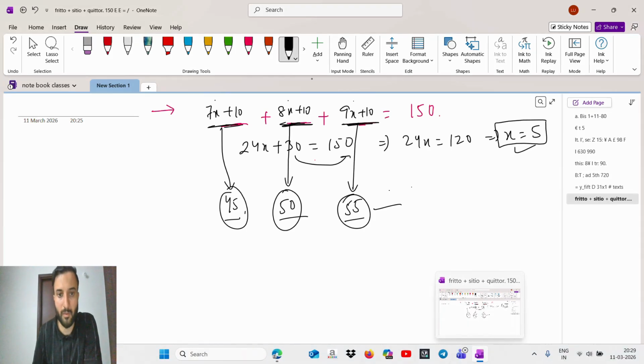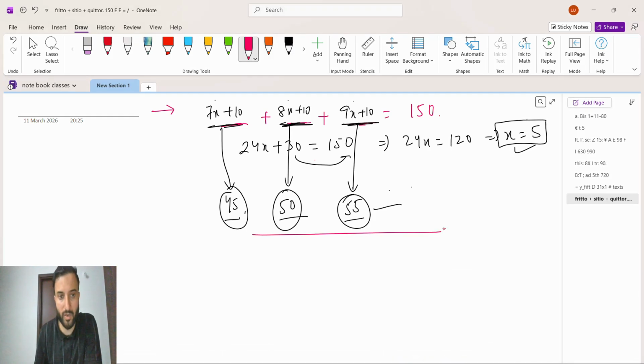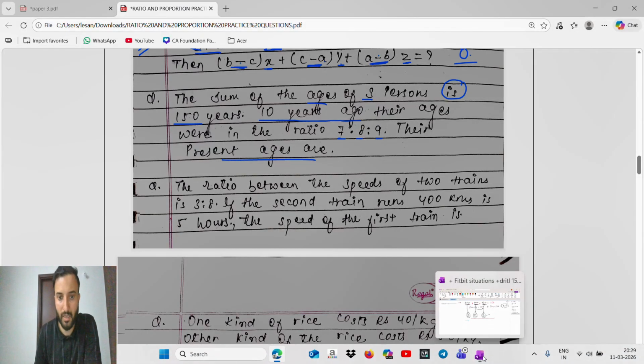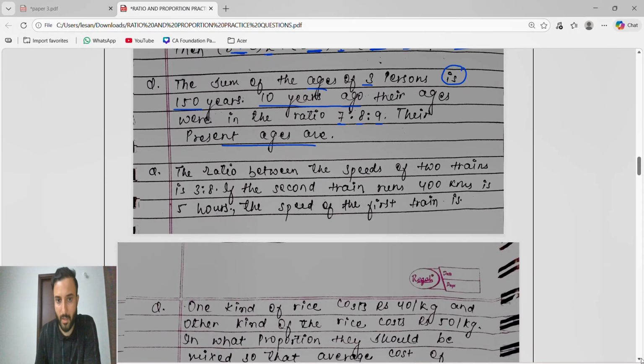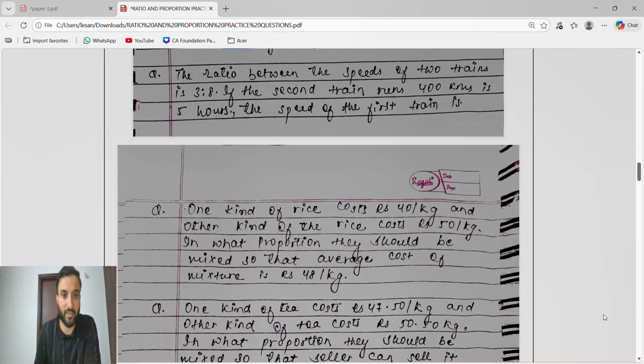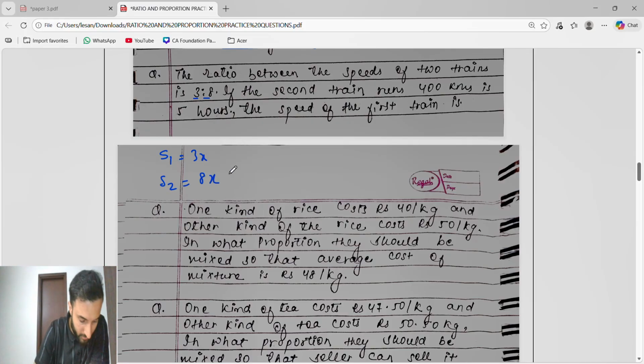This is a concept, an easy concept guys, you have to understand. That's it. Next. Easy and very interesting. The ratio between the speeds of two trains is 3:8. So I will take the train speeds: first train speed is 3x, second train speed is 8x. Okay, and what do we say now?